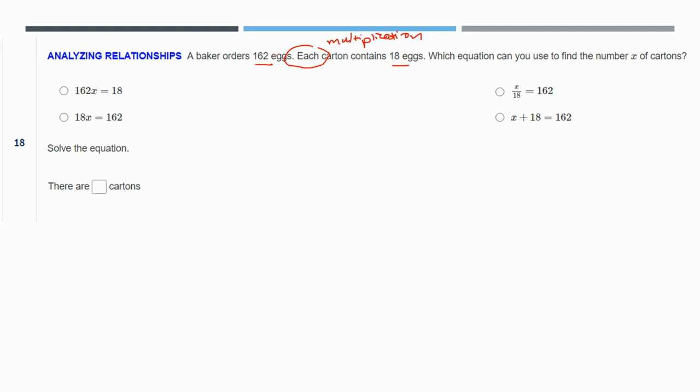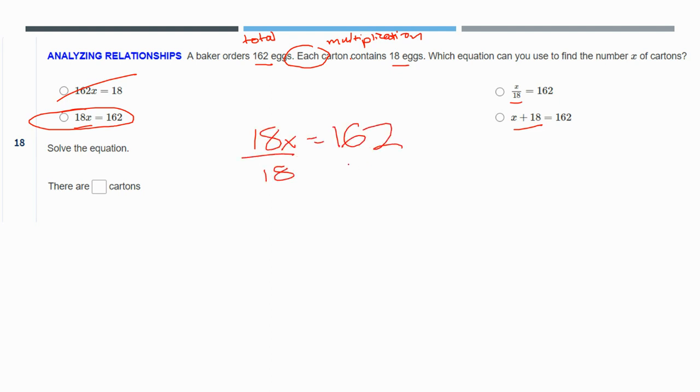Well, they're ordering 162 eggs. That sounds like a total, which means it's going to be equal to 162. So we can already rule out this one. Here we just need to decide, is it 18 times x, or x divided by 18, or x plus 18? Well, it says each is containing 18 eggs, so we have the number of cartons times 18 equals 162. Then we can solve it by doing 18x equals 162 and dividing by 18.